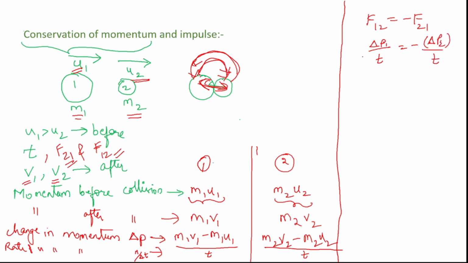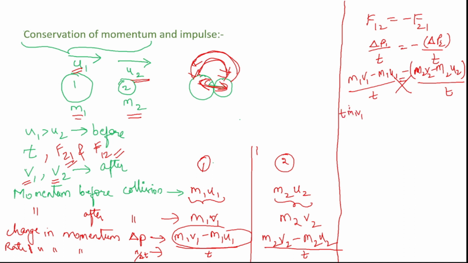So let us substitute delta P1 and delta P2. What is the change in momentum in the first object? It is this. So M1 V1 minus M1 U1 divided by T equal to minus of M2 V2 minus M2 U2 divided by T. Let us solve this equation. What will you get? T of M1 V1 minus M1 U1 equal to minus T of M2 V2 minus M2 U2. So T gets cancelled.